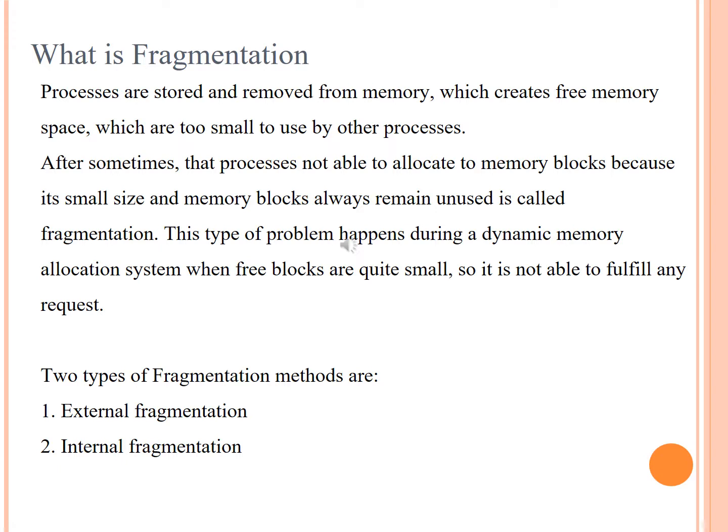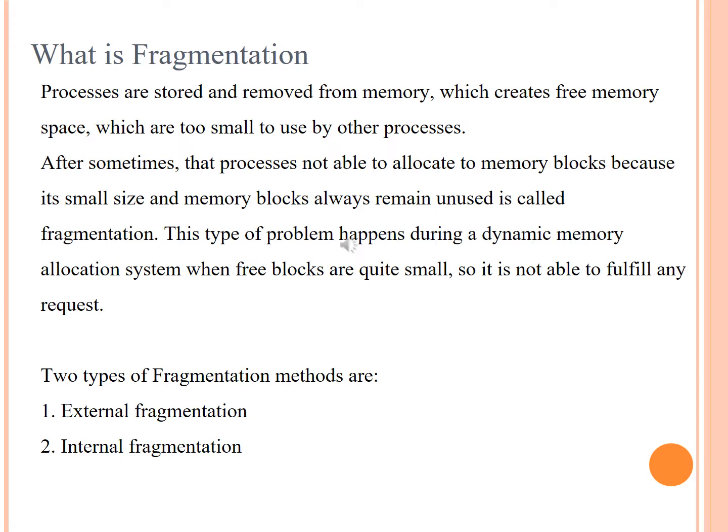As processes are loaded into and removed from memory, the free memory space is broken into little pieces. After some time, processes cannot be allocated to memory blocks considering their small size, and the memory blocks remain unused. This problem is known as fragmentation. There are two types of fragmentation: external fragmentation and internal fragmentation.